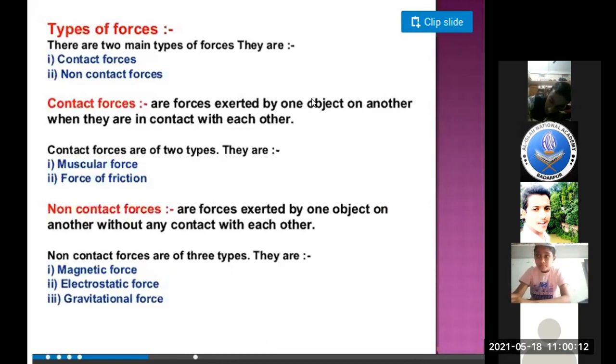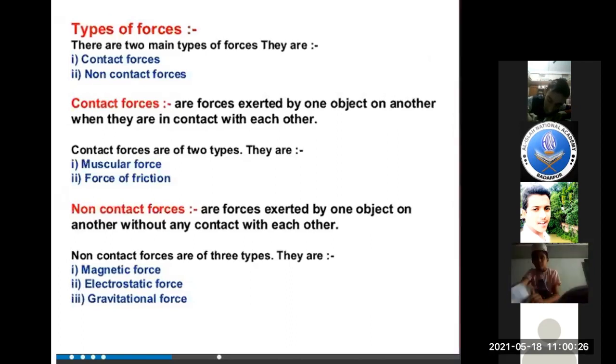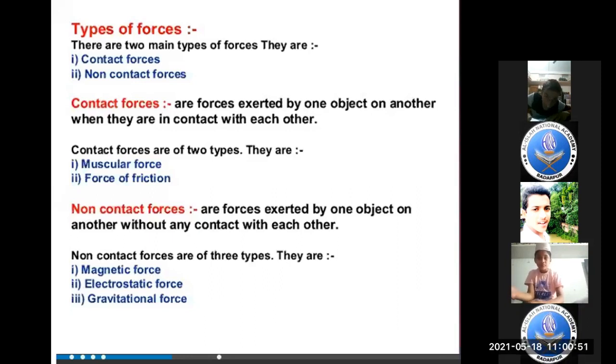Mabrur, once you read. Contact forces are forces exerted by one object on another when they are in contact with each other. Contact forces are of two types: muscular force and force of friction. Non-contact forces are forces exerted by one object on another without any contact with each other. Non-contact forces are magnetic forces, electrostatic forces, gravitational forces.